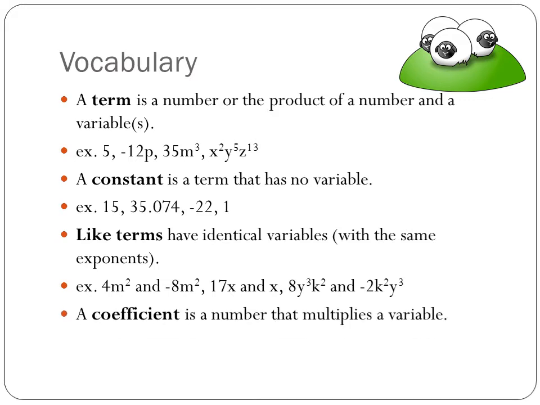A coefficient. A coefficient is a number that's multiplied by a variable. So for example, 4x, negative 13y, negative 13 is the coefficient. 54mn, 54 is the coefficient.